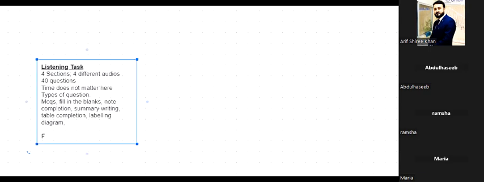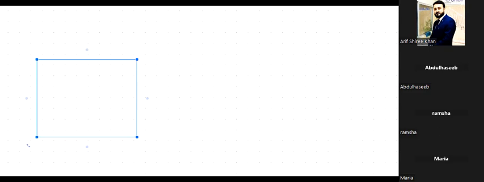Clear? So we have got different types of questions. Now, the question arises how to deal with that. So a very basic tip is only practice. Only practicing can help you overcome these questions. Clear? Moreover, we'll check out the different words and clues.